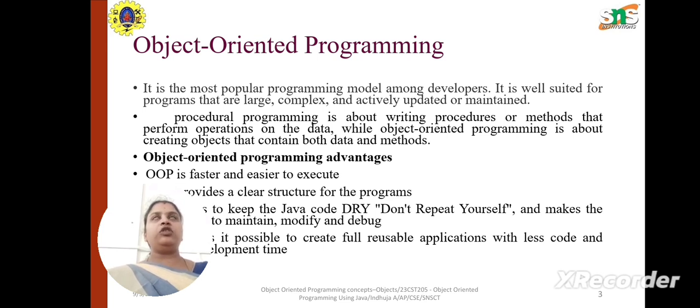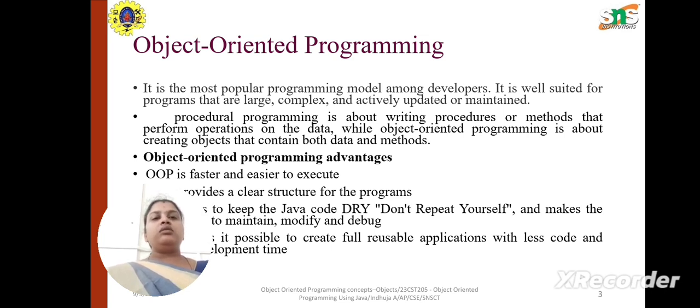It is well suited for programs that are large, complex and actively updated or maintained. This is because we are dividing the program. The complex program is divided piecewise, so we are making it reusable and easily maintainable. This is the major reason for the popularity of object-oriented programming among developers. Next, procedural programming is about writing procedures or methods that perform operations on the data, while object-oriented programming is all about creating objects that contain both data and methods.